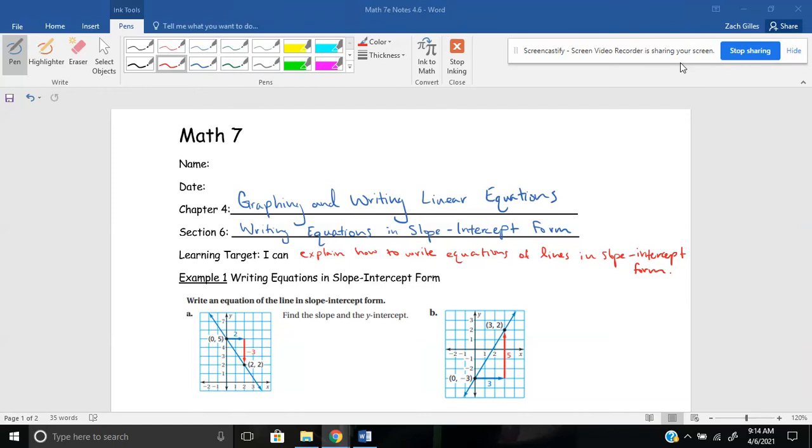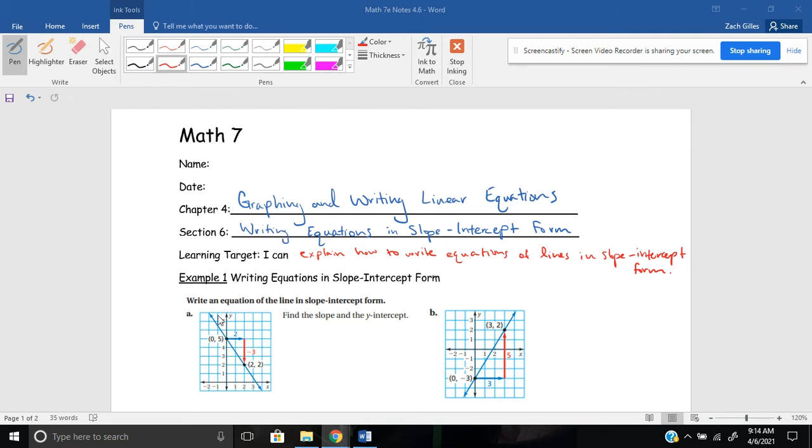Hello everyone. Today's lesson is going to be on how to write equations in slope-intercept form. We're on 4.6 here, and what you already have done is that you've already graphed equations in slope-intercept form. Today we're going to practice writing them.